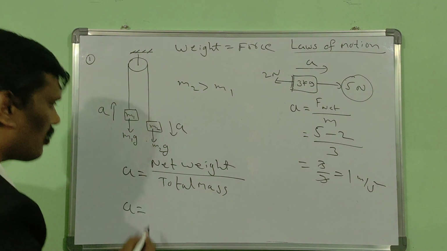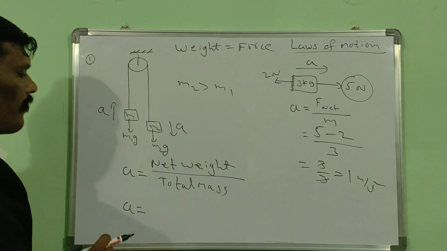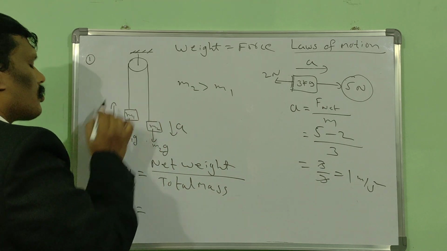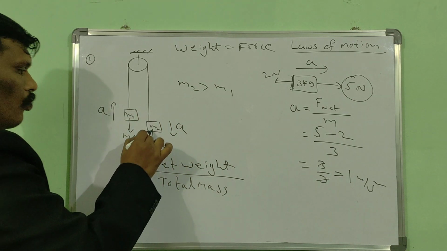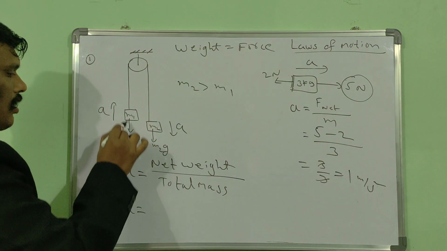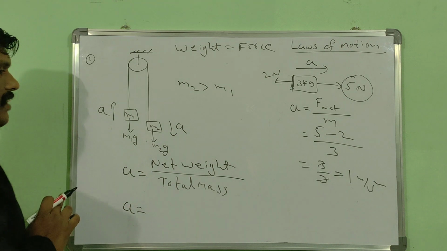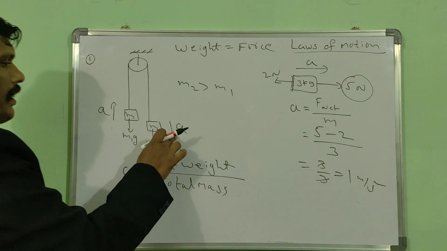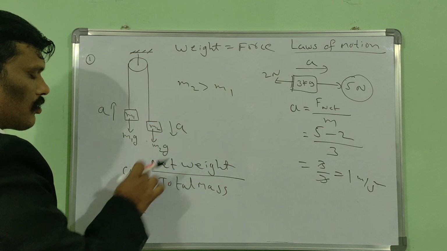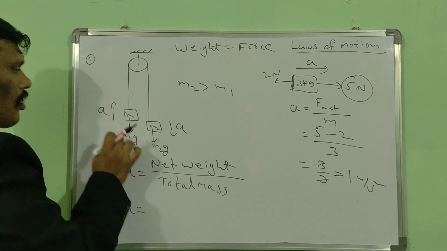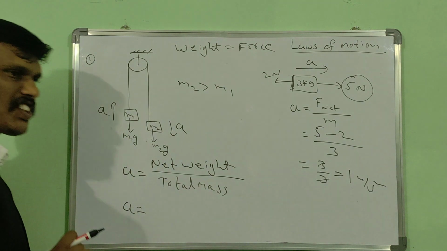Now what is the acceleration? What is the net weight here? One weight is in the direction of acceleration of the system, and the other weight is opposite to it. Why? Because the acceleration of the system is upward on one side while the weight is downward; on the other side the acceleration is downward and the weight is also downward. So this weight is in the direction of acceleration, and this weight is opposite to the direction of acceleration of the system.